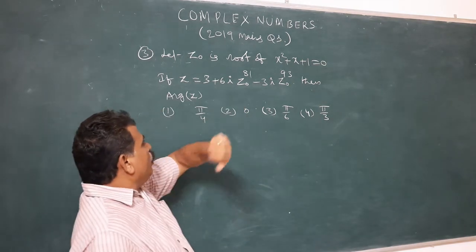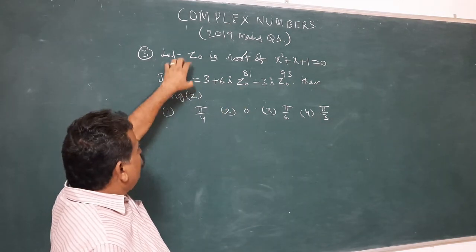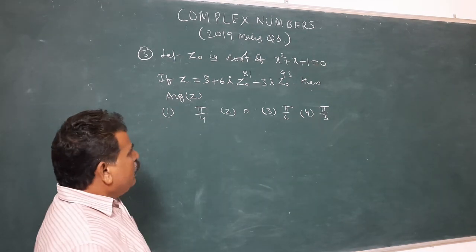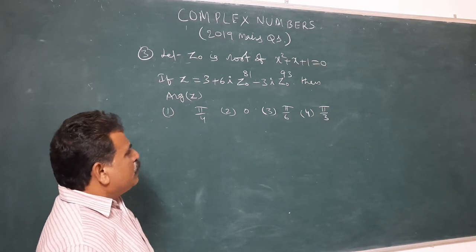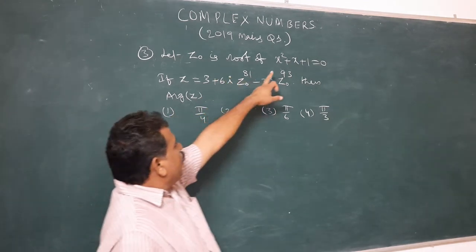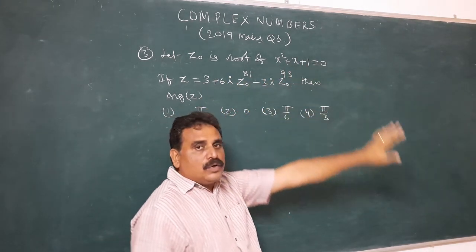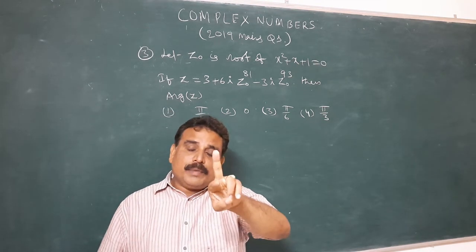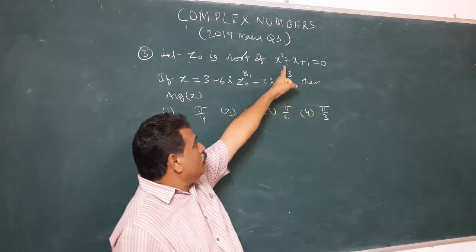Now here, argument of z. First of all, you have to simplify this z. Actually, it seems to be very big, but the solution is very simple. Look here, x square plus x plus 1 equals 0. That is cube roots of unity. The two roots omega and omega square are the roots of that equation.